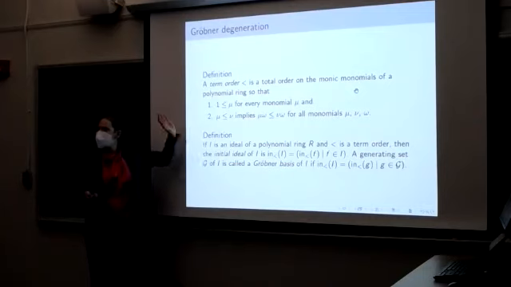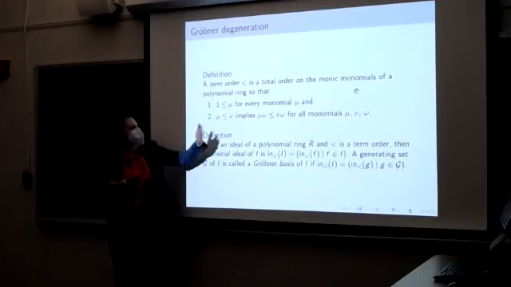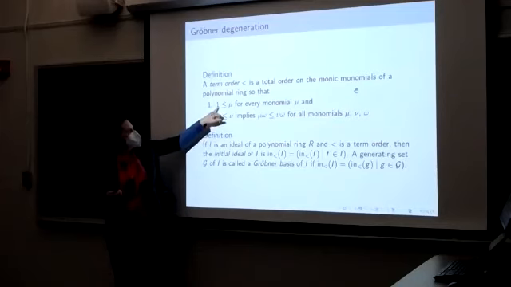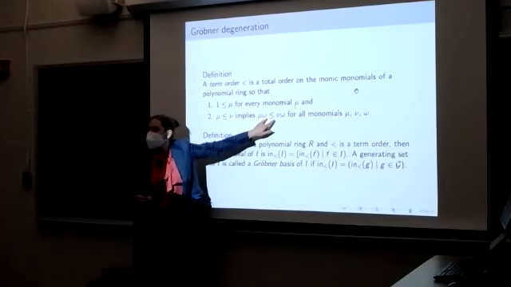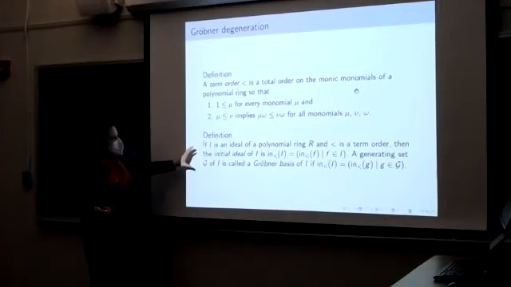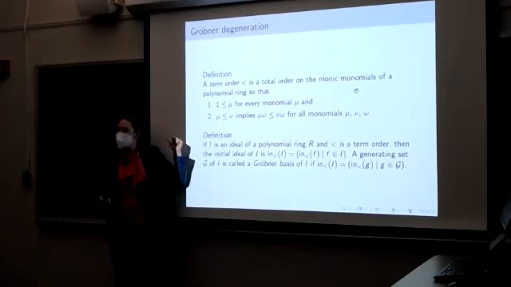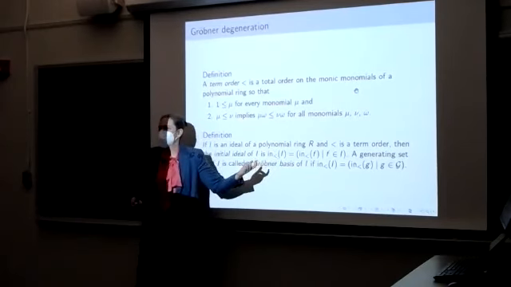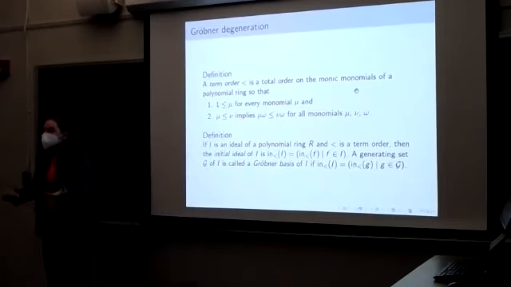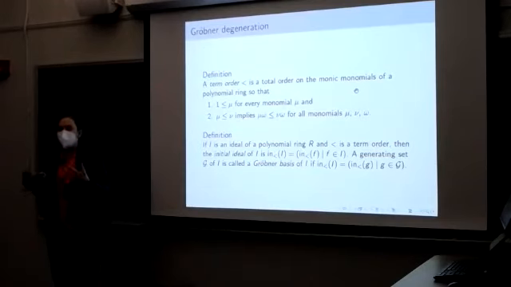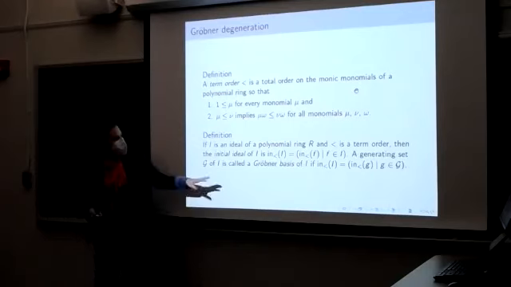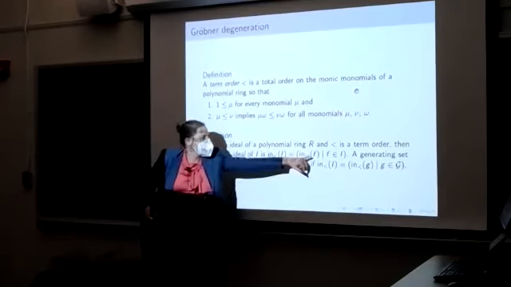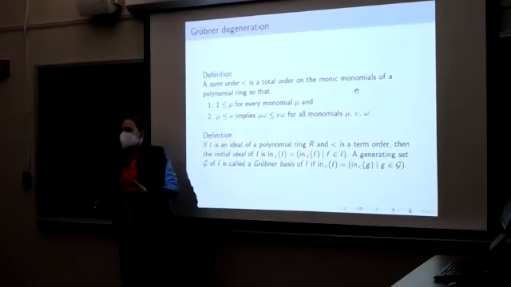So with that in mind, here are some formal definitions. Term order is a total ordering on the monic monomials of a polynomial ring. 1 is the smallest. And if I multiply something by a monomial, I can't reverse an inequality. A Gröbner basis is a generating set that looks like our first example and not like our second example. So what that means is that if I take just the initial terms of the generators, I should get the whole initial ideal of the ideal. So we shouldn't have situations where I find something in my ideal, but its initial term is missing.